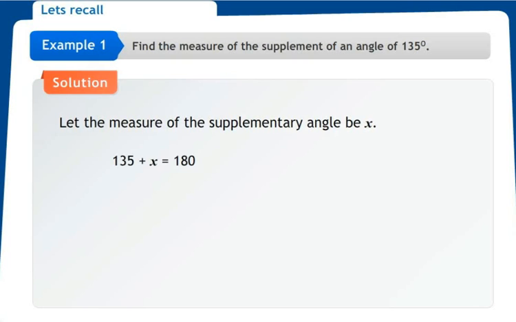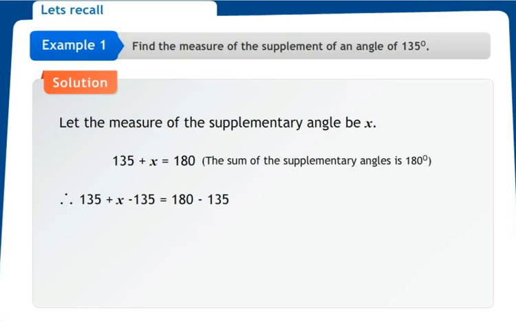Now if 135 is one angle and x is the other angle, then 135 plus x is equal to 180, as it is a pair of supplementary angles. So the sum of the supplementary angles is 180 degrees. Now you can see 135 plus x minus 135 is equal to 180 minus 135. In the above equation, it is 135 plus x. We need to find the value of x, so to find x, we need to remove 135.